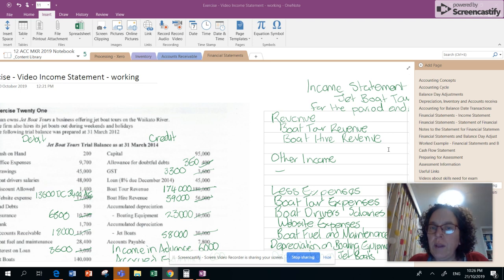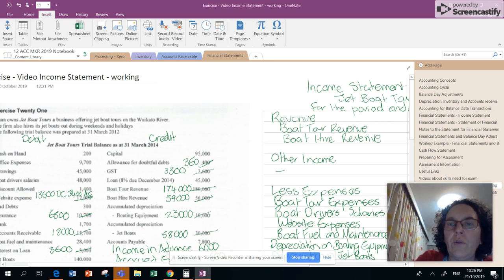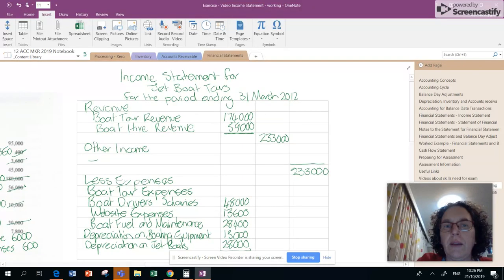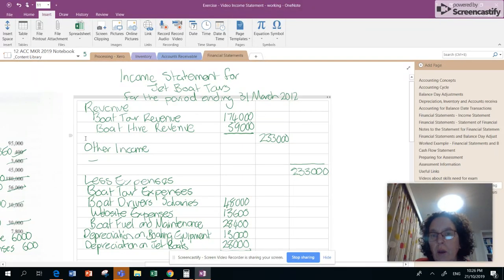Okay, so what we've done so far for our jet boat tours is the revenue. We had no other income in this case, so we didn't have any interest received, dividends received, or rent received. Then we did the expenses. So we started with boat tour expenses.